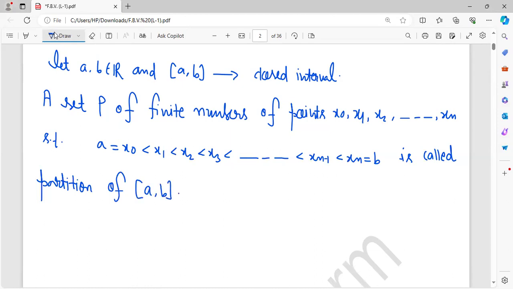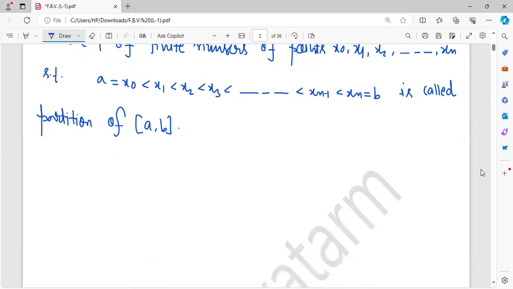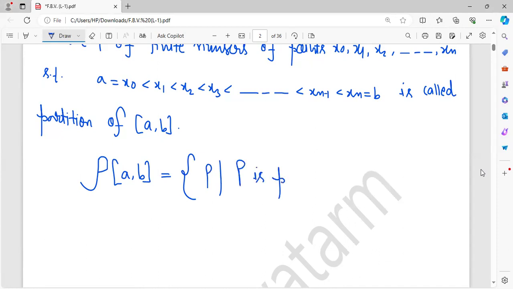Now you see that there are infinitely many partitions of [a, b], because I have n number of points, I can increase the points, and I can decrease the distance between two points. So there are infinitely many partitions of the closed interval [a, b]. I write ρ[a, b] for the set of all P such that P is a partition of the closed interval [a, b]. I am collecting all the partitions of [a, b].